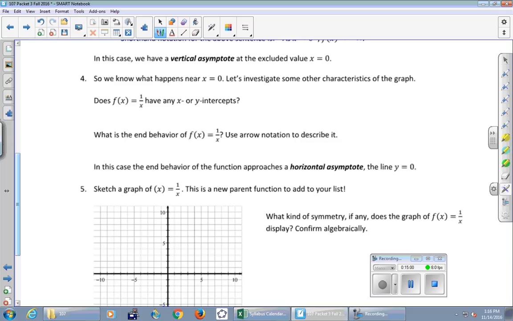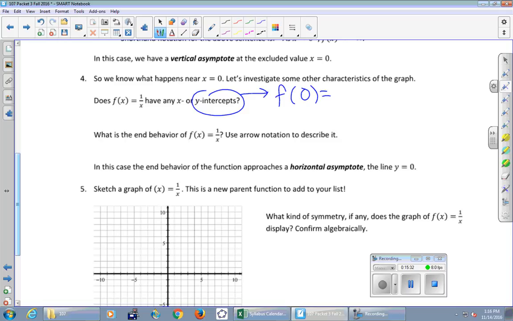It says we know what happens near x equals 0. Either we go towards infinity or towards minus infinity, depending on the direction. So here are some other characteristics of the graph. Does f of x equals 1 over x have any x-intercepts or y-intercepts? We'll do them separately. To find y-intercepts, we let what equal what? X equals 0. So we're just doing f of 0, right? What is that? It's 1 over 0.